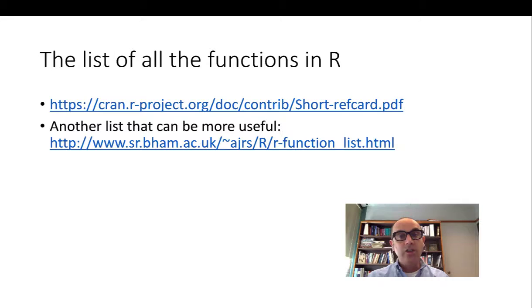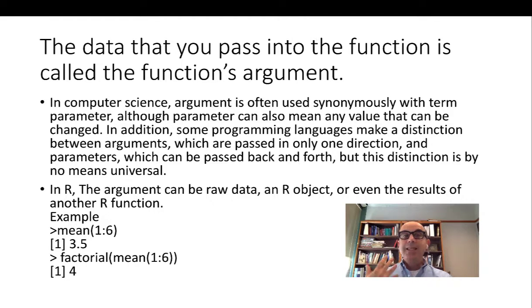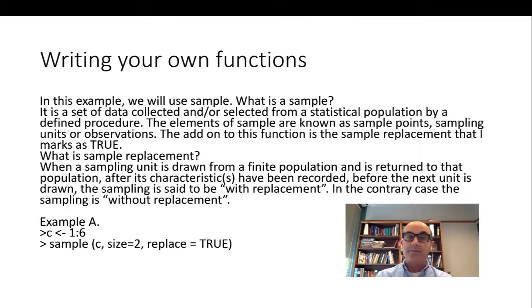Here is a list of all the functions in R, and I highly recommend that you look at it just to have a better sense of why R is so powerful with regard to its functions. The data that you pass into the function is called the function argument. So you put an argument into R, and by doing that you are able to do statistical analysis using the function in order to get the result.